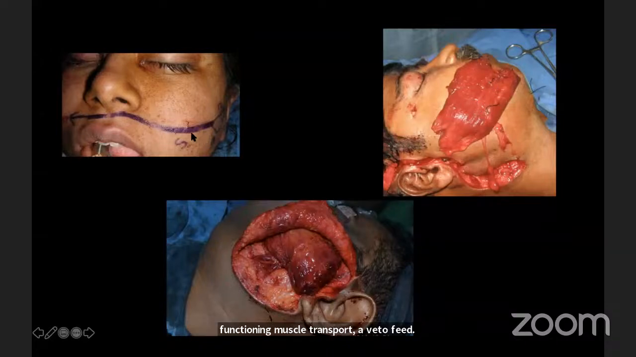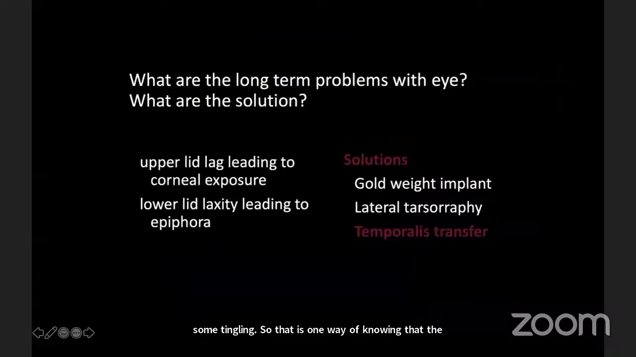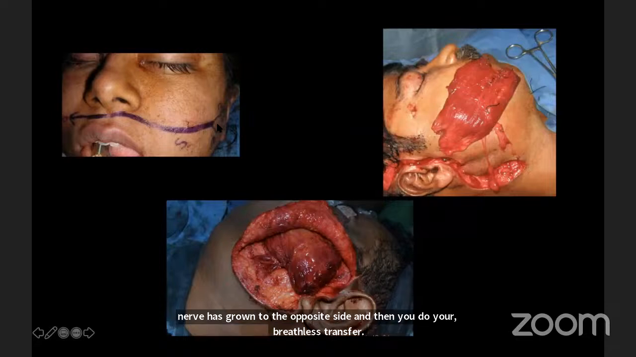So there are two ways of overcoming this. Either you do a two-stage procedure where you take the nerve from the normal side with the nerve graft and take it to the opposite side and do something called a Tinel's test. So when you tap on the nerve, the patient should feel some tingling. So that is one way of knowing that the nerve has grown to the opposite side. And then you do your gracilis transfer and the muscle will work.